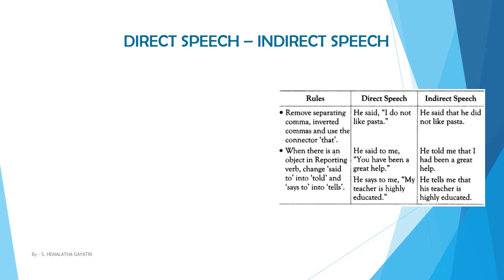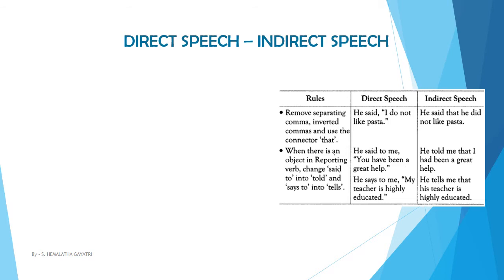He said to me, you have been a great help. Said to is there. So how are we going to change that? He told me that I had been a great help. So said to changed. You have been: you means I, so now I am changing that particular pronoun. I had been. Have been will become had been.